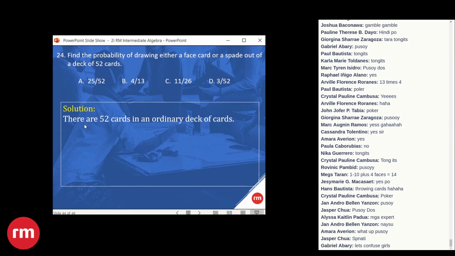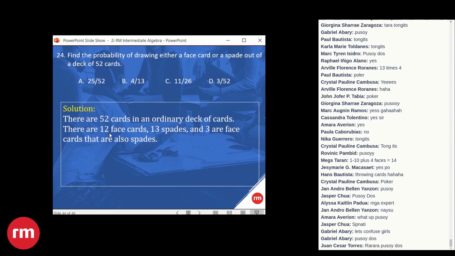So, there are 52 cards in an ordinary deck of cards. Alright? There are 12 face cards. Bakit 12? Each suit, meron kang tatlo sa diamond, meron kang tatlo sa heart, meron kang tatlo sa club, meron kang tatlo sa spade. And then there are 13 spades in a card.